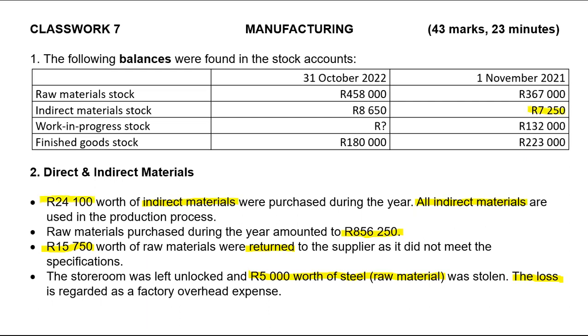Let me just use a different color. So it is the 7,250, which is the balance at the beginning of the year, plus purchases. We don't have any returns of indirect material. And then we're going to minus that 8,640, which is the closing stock of your indirect material.